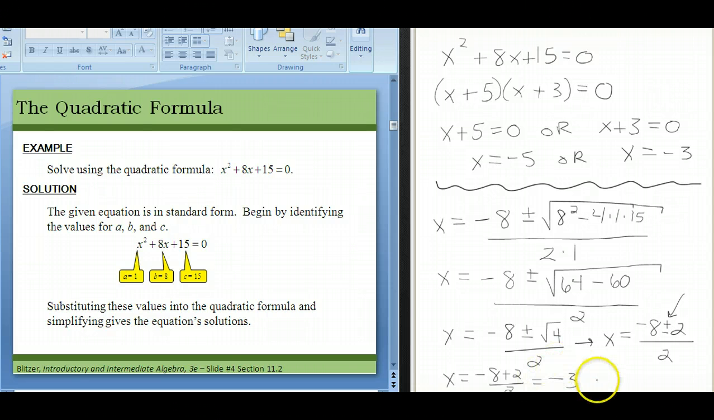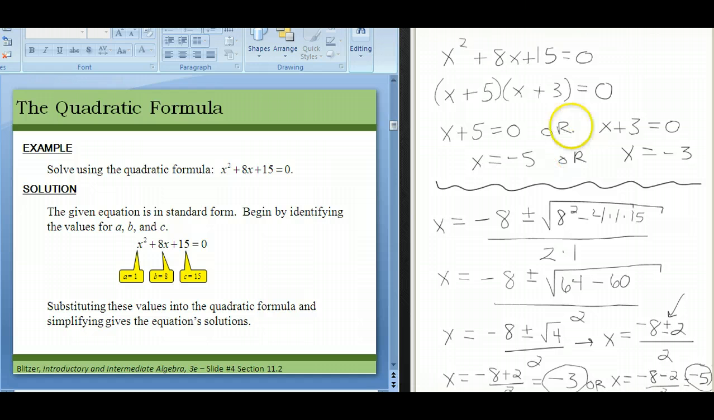Hey, that looks familiar. Or, what else do we get? x equals negative 8 minus 2 all over 2. Sorry if that's too low, maybe you can't see that. That's over a 2, which is what? Negative 8 minus 2 is negative 10, all over 2 is negative 5. And those two things, notice, are exactly the same numbers we got up top when we just factored this thing, right?